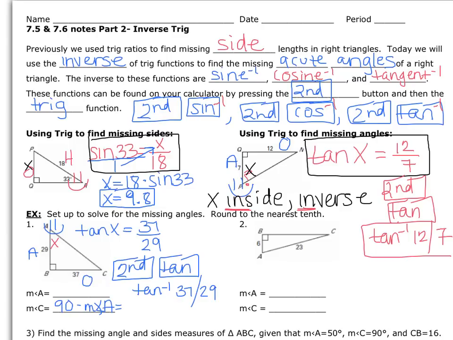Same thing over here. We're going to find this angle. We're going to use what is given: the adjacent leg and the hypotenuse. So cosine of the angle is the adjacent leg over the hypotenuse. And again, like I said, we'll finish that in class.